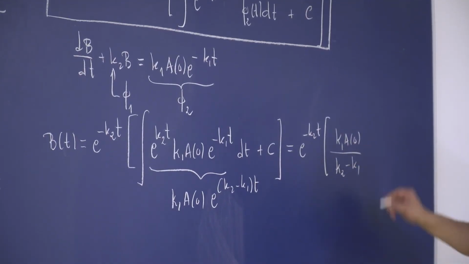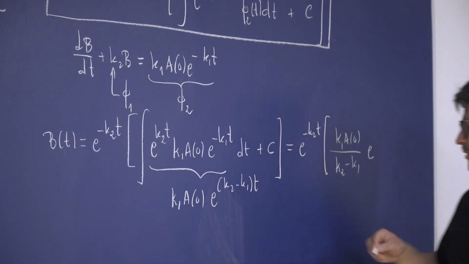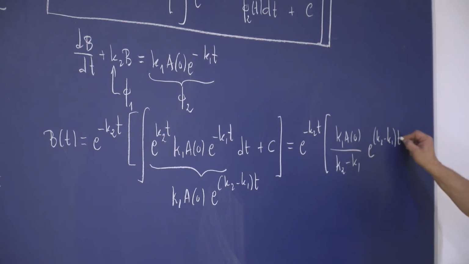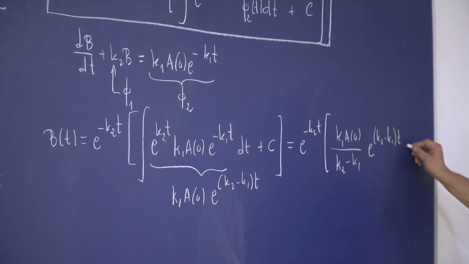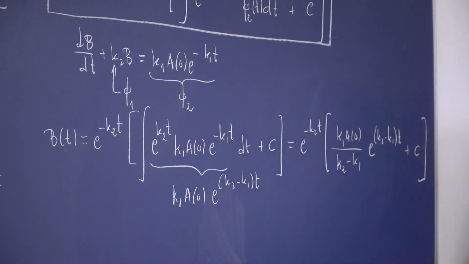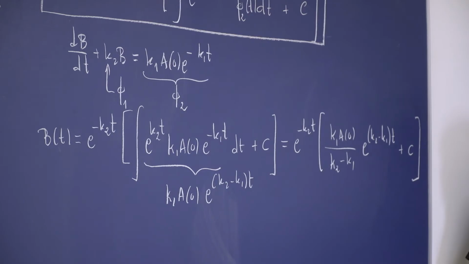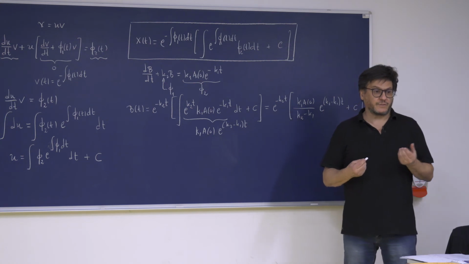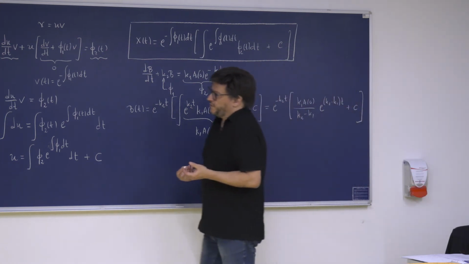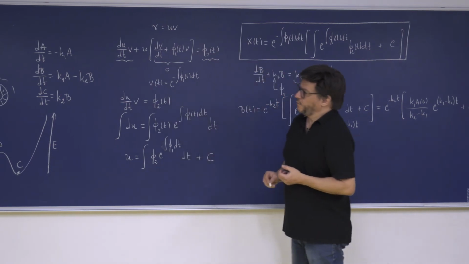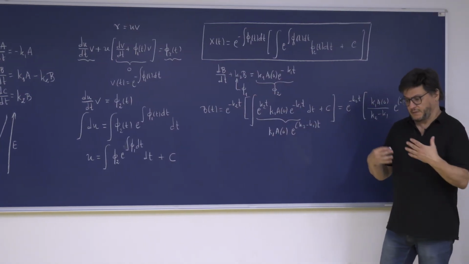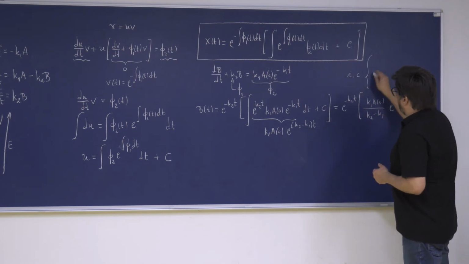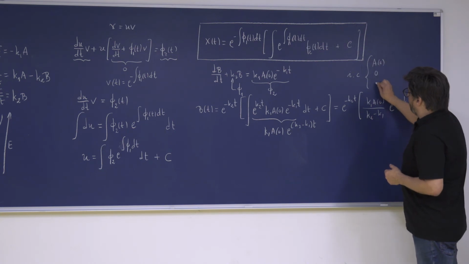k2 minus k1. We need to integrate the exponential, which, as you know, is the exponential with this correction here, plus C. And that's it. That's our solution. This is the general solution. We want the specific solution for the problem, knowing that we have an initial condition. We didn't mention that, but let's assume the simplest scenario where A at the beginning was the only molecule present, and then B and C were 0, okay? Initial condition, A of 0, 0, 0.